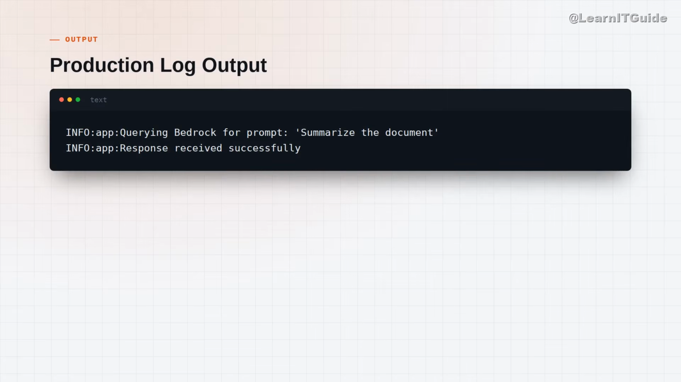In production, you do not want raw output cluttering your logs. You want structured, predictable log messages that tell you exactly what happened. This allows you to track latency and error rates effectively.